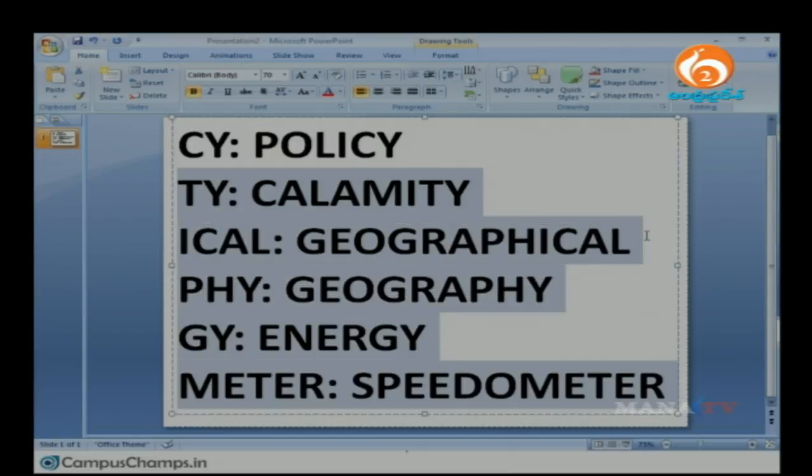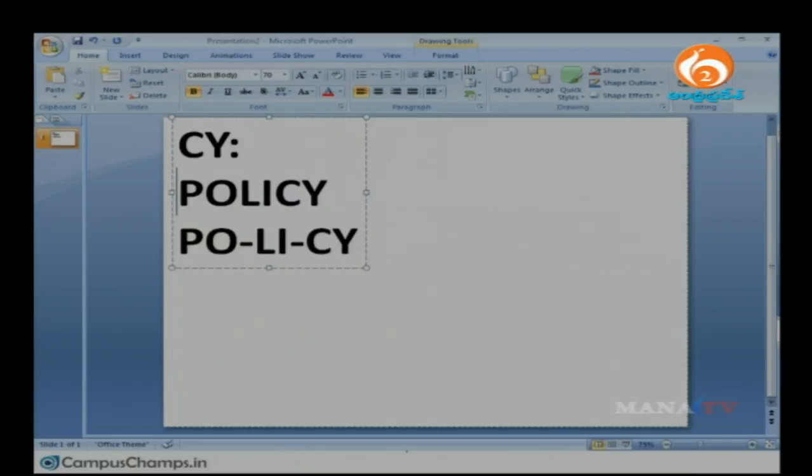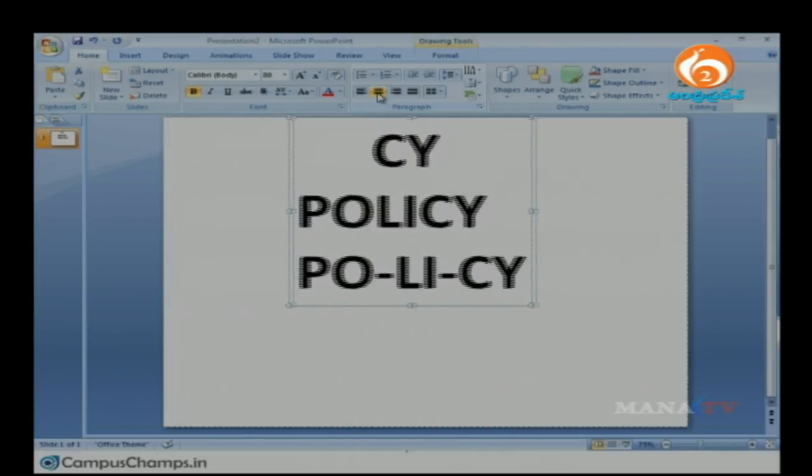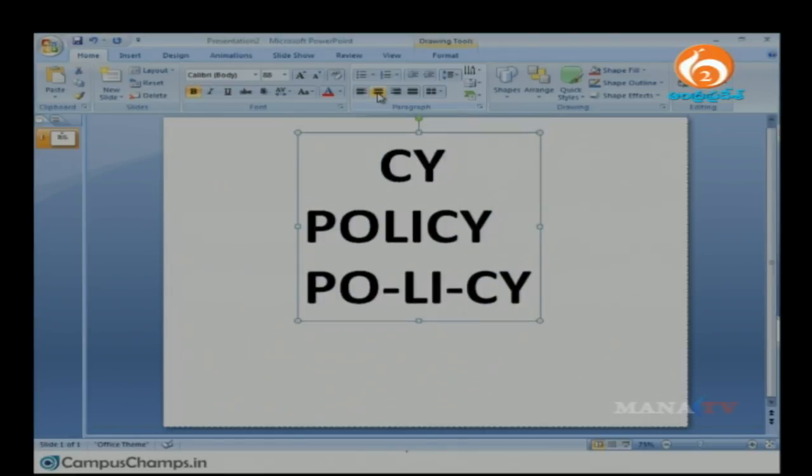CY, I'm taking the first one. I'm going to use the same word, policy. How many syllables? Po-li-cy. Right? Now the rule says the stress has to be on the third last. So this is last, second last, third last or antepenultimate. So my stress has to be on po. So we pronounce this as policy.